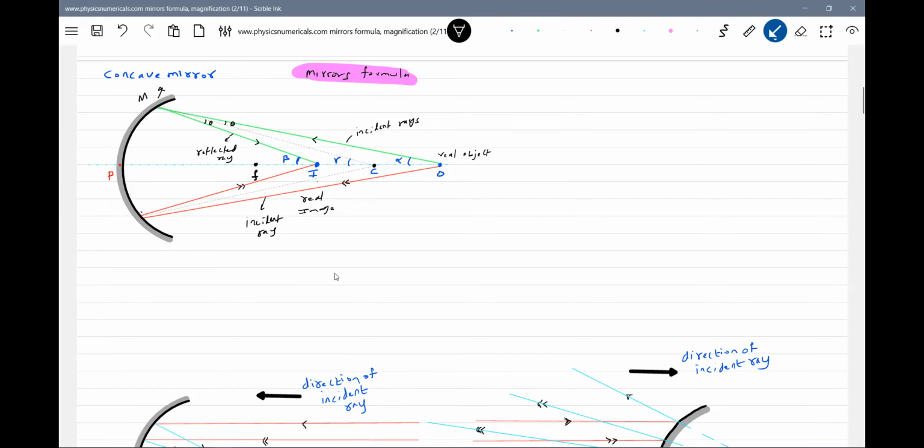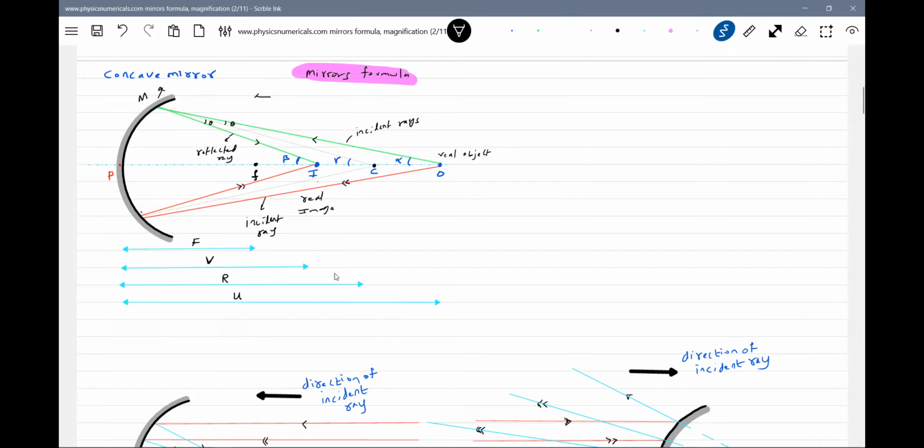Now we'll define all the distances from the pole. Let me take some color. This will be the focal length. This will be the image distance, denoted by V. This will be the radius of curvature, the center of curvature. And this will be the object distance, U. All the distances I should measure from the pole.